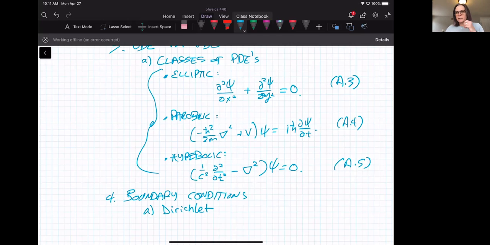So you would have seen these in E&M when you were solving Laplace's equation or looking at electric fields, looking at Gauss's equation. So what can you specify on the boundary? What would be the most straightforward thing that you could specify on the boundary? Well, in fact, the actual value of the function, right? So a differential equation that has specified on its boundary the actual value is called a Dirichlet problem or Dirichlet differential equation.